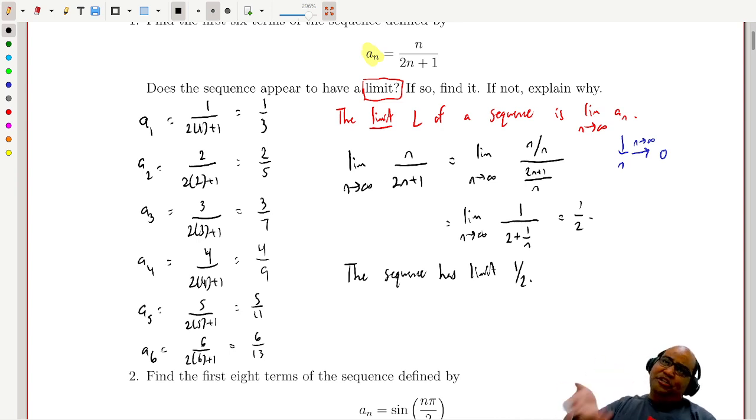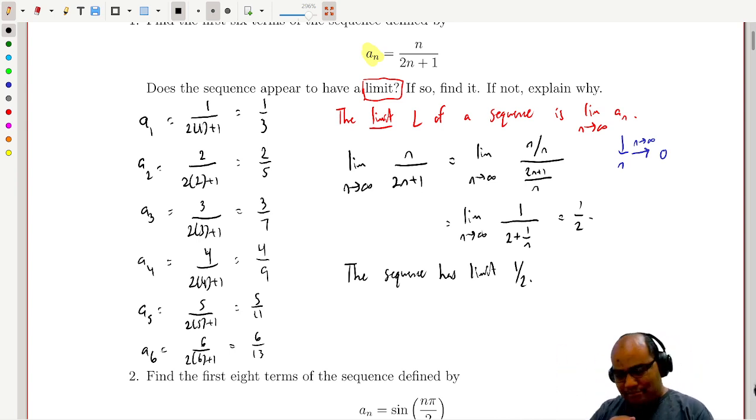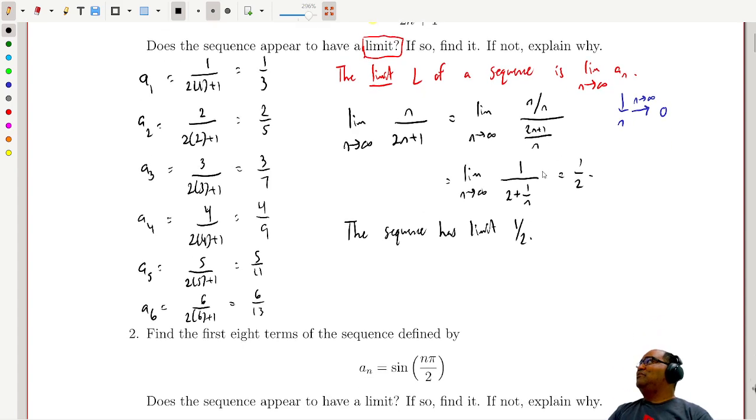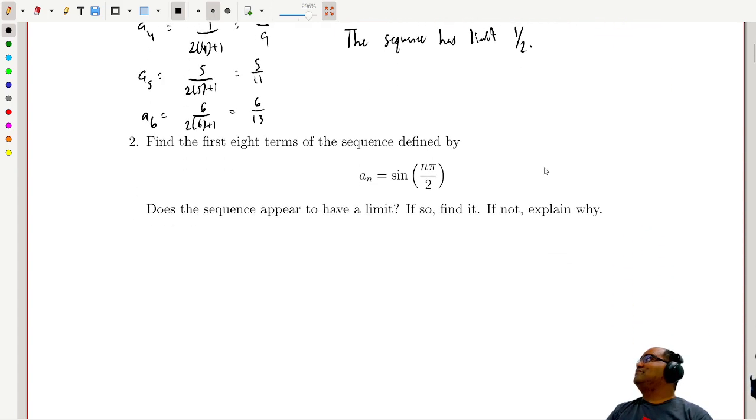A sequence is just a function of the natural numbers. You just plug in, get terms. And then for the limit, you just do the same thing that you did in calculus 1. You're taking a limit to infinity. So let's go ahead and look at our next one here.